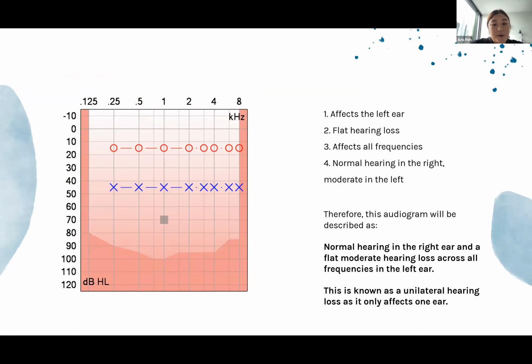And in this audiogram, we see that the right ear is within the normal range, and there is a hearing loss in the left ear because the thresholds are at 45 decibels. So it is a moderate flat hearing loss across all frequencies. So we would describe this audiogram as normal hearing in the right ear and a flat moderate hearing loss across all frequencies in the left ear. This is also known as a unilateral hearing loss, as there is only a hearing loss in one ear.